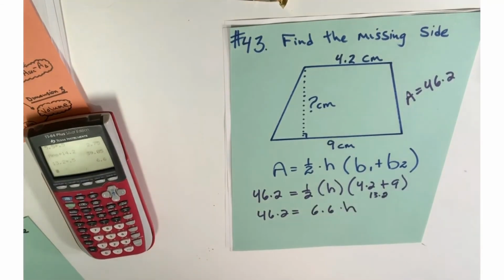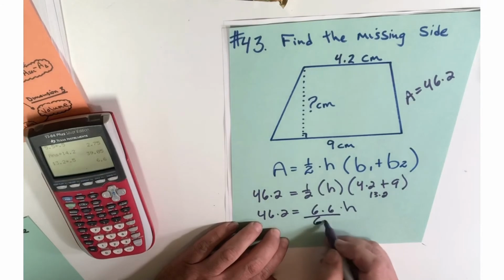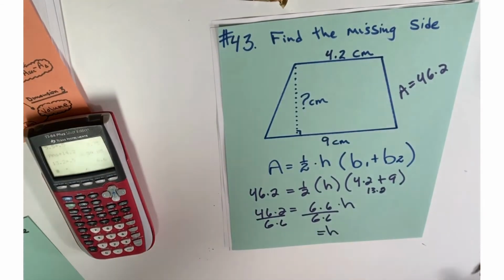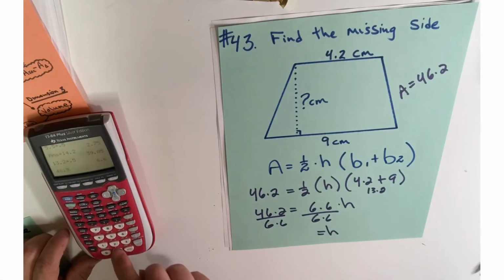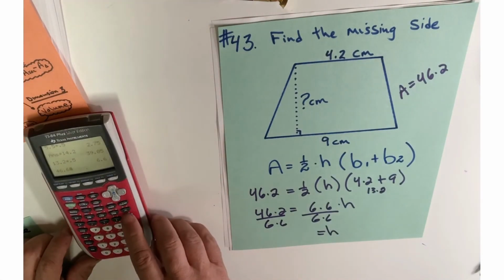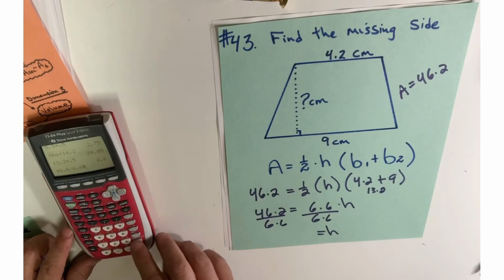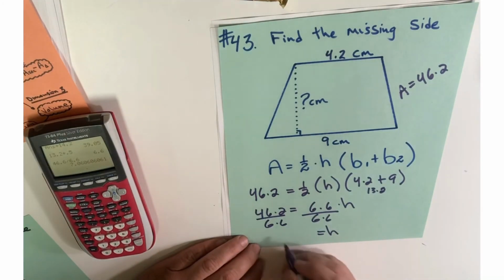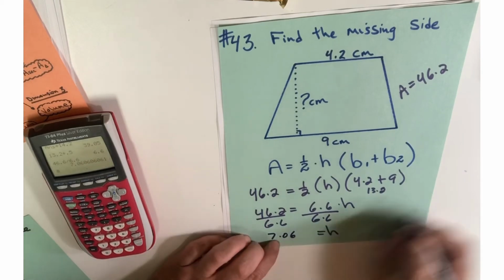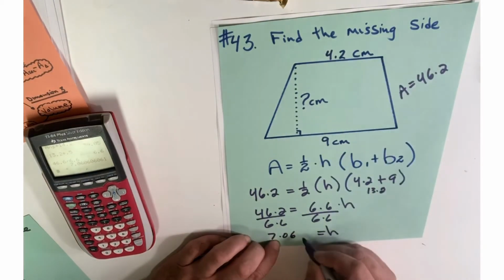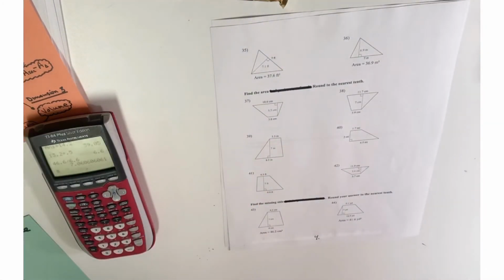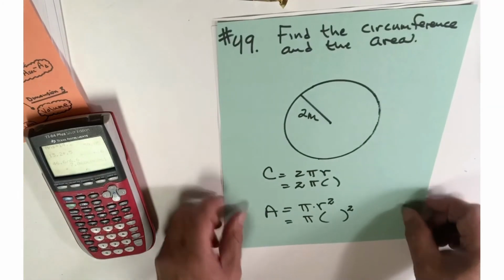6.6 times the height, right? Such that when you divide by 6.6, you will see what your height will be. In other words, 46.2 divided by 6.6, enter. And you're going to end up with 7.06. I'm going to look over here, and it looks like they are centimeters. That takes care of trapezoids. And then finally, one more shape.